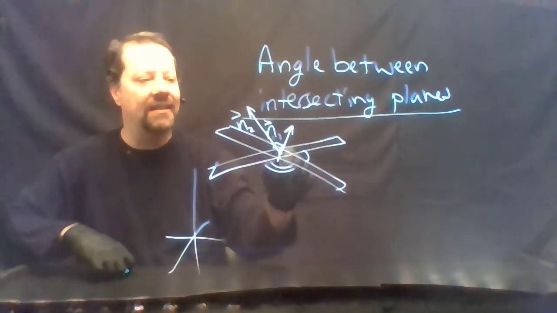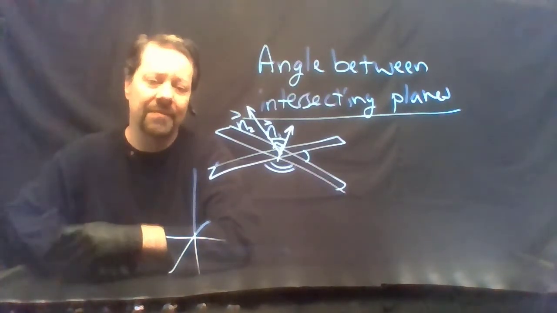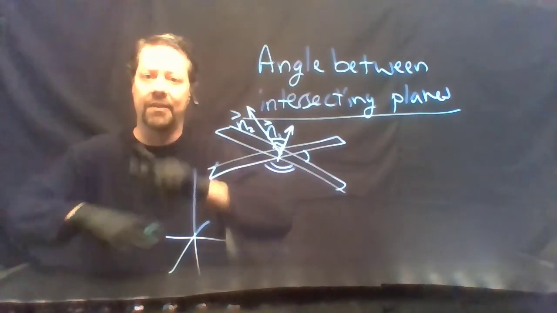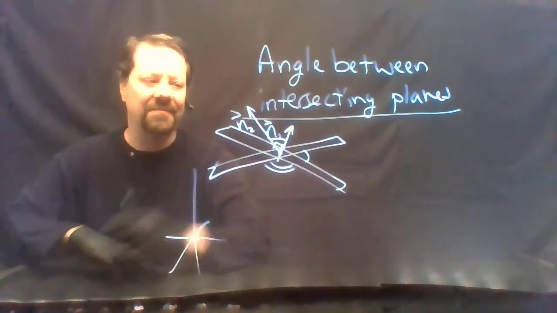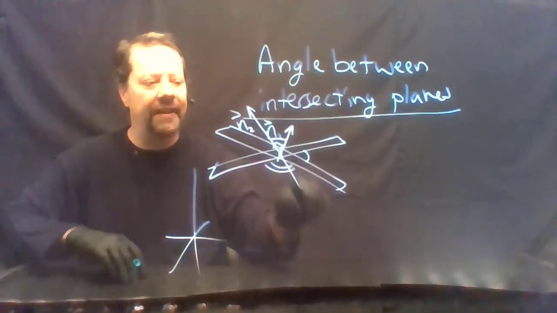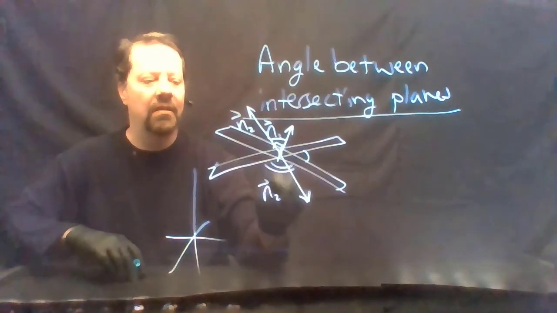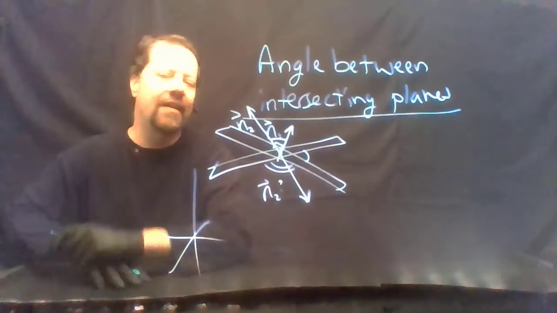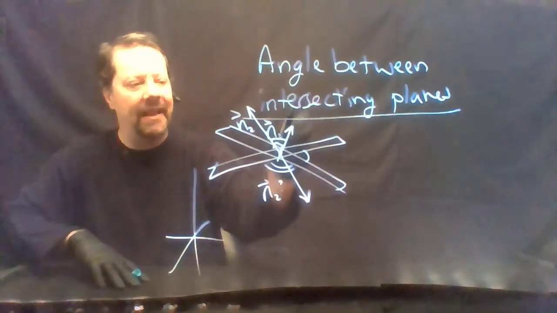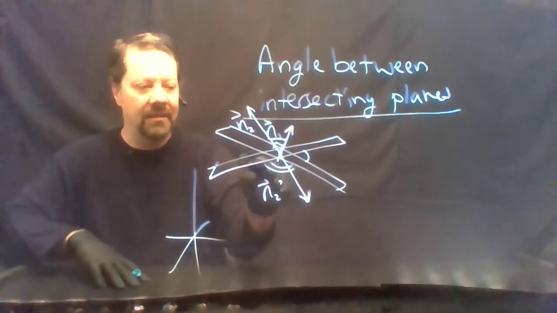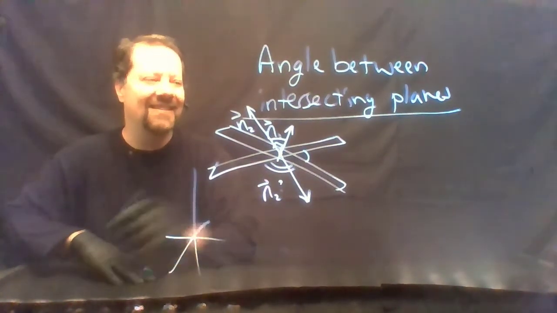How do you find that? Well, you can find the angle between the normal vectors. If the planes are parallel, the normal vectors will point in the same direction or in opposite directions. But what if the normal vector, N2, points in the other direction? Won't the angle between N1 and N2 then be the larger of the two angles? Here's a fix for this.